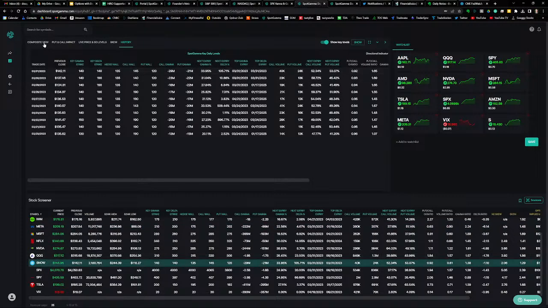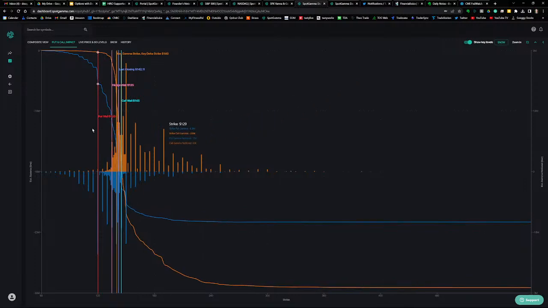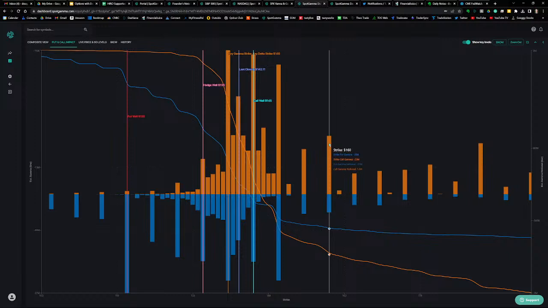Here I'm going to look at the put call impact chart, and this shows the gamma levels. Let's zoom in on this. This is going to be similar to the S&P 500 and also the NASDAQ gamma levels that I looked at for my positional analysis. The exception is that SpotGamma makes a different assumption for single stocks than they do for indices.